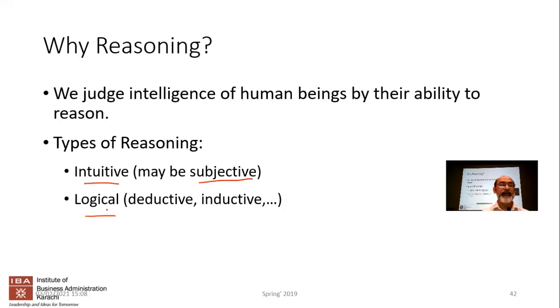Okay, the other way is a logical reason. Okay, so for example, my wife as well, when she sees somebody new, she immediately has an intuition that that person is trustworthy or not.